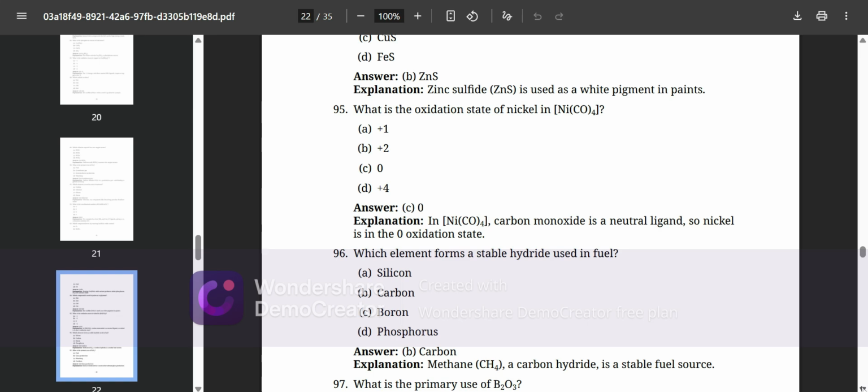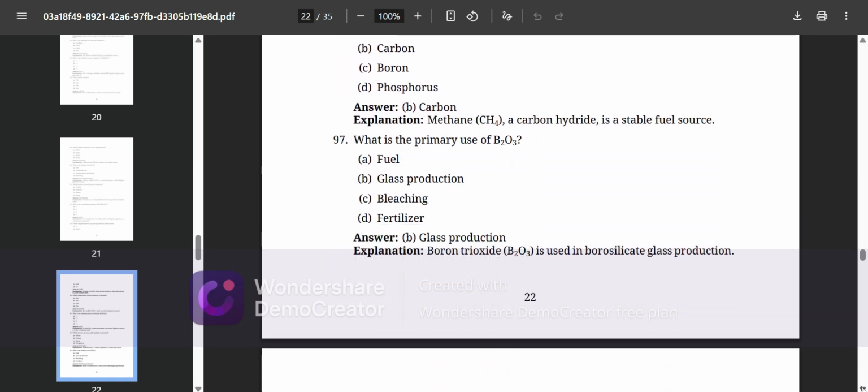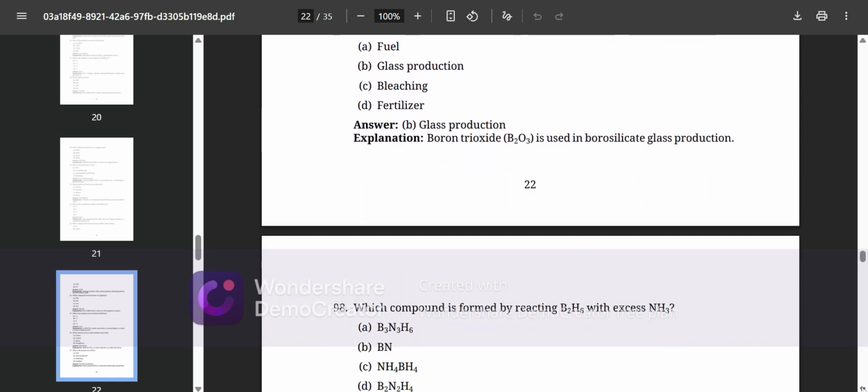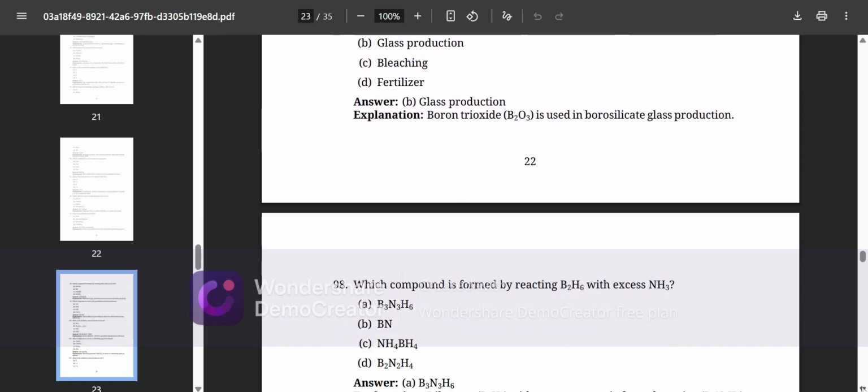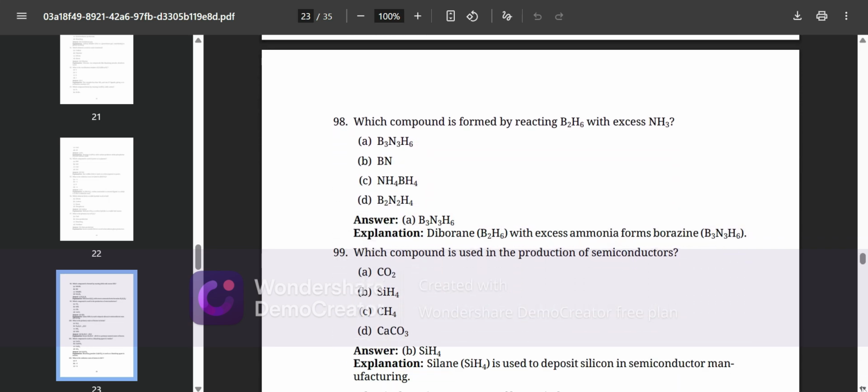Which element forms a stable hydride used in fuel? Carbon, methane CH4. Carbon hydride is a stable fuel source. What is the primary use of B2O3? Glass production. Boron trioxide B2O3 is used in borosilicates.